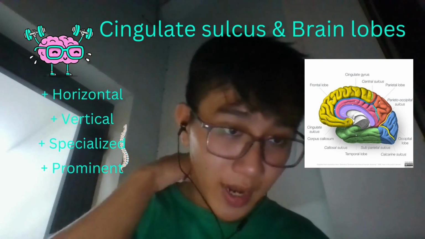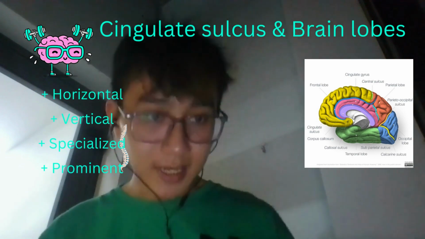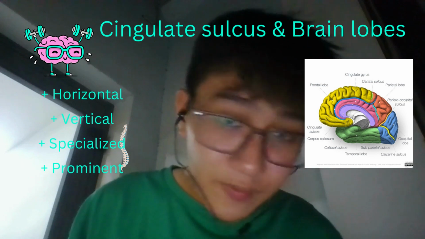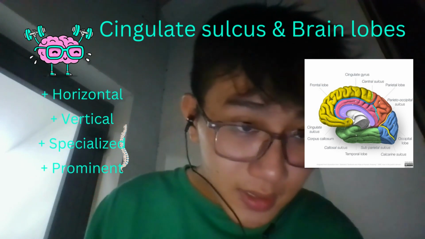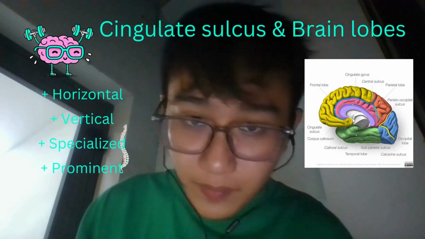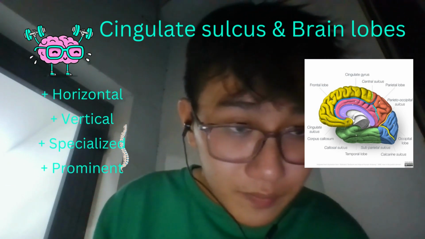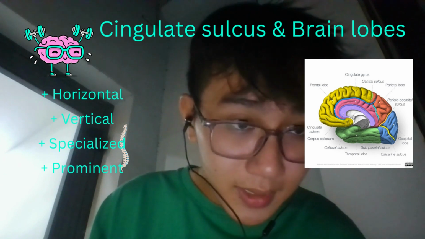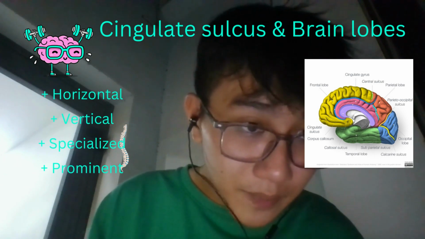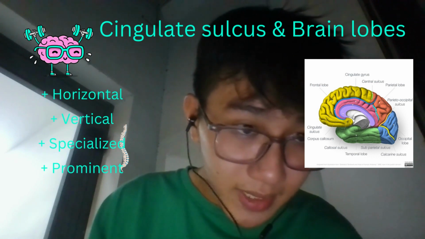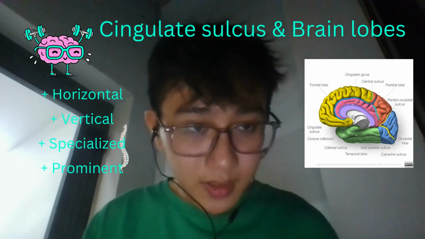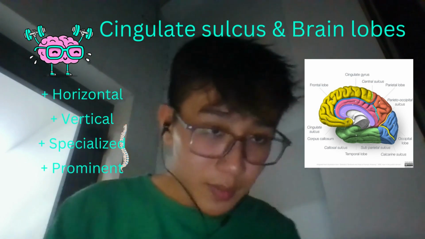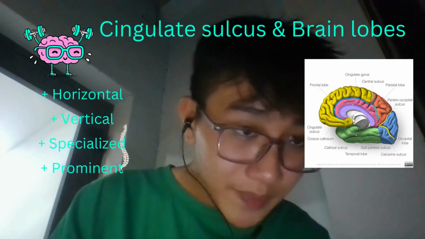Here, I found a picture. It's quite clear: frontal lobe, parietal lobe, central sulcus. Cingulate sulcus here, cingulate gyrus. We will find out about the cingulate gyrus someday. But by the way, the cingulate sulcus is here.